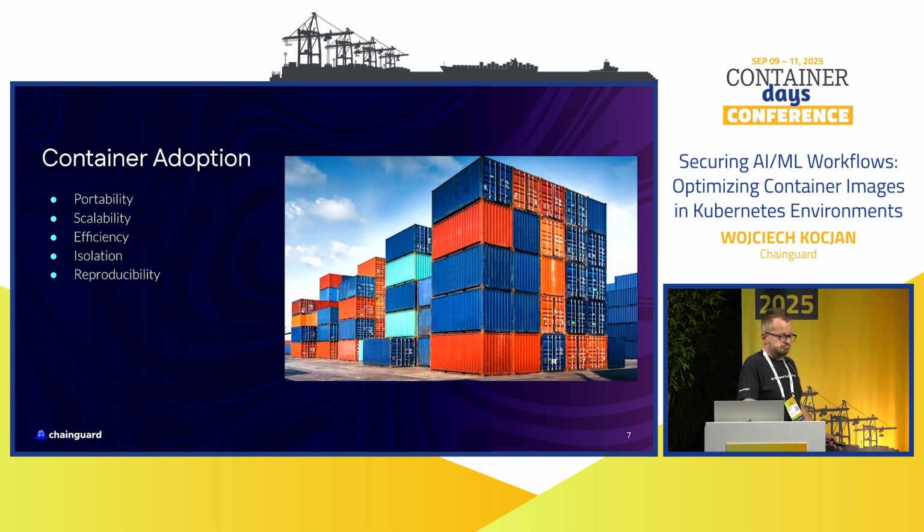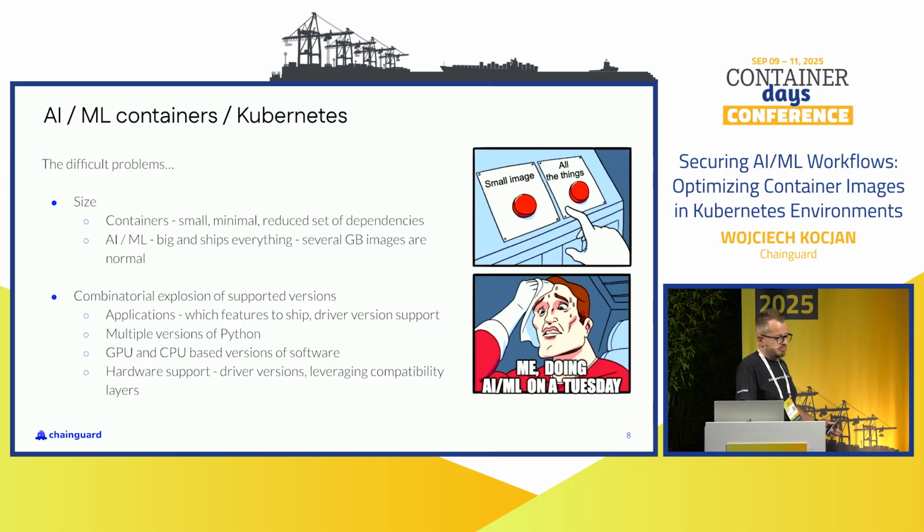Right, so normally when we think about containers, and this is some generic slide, we think about portability, scalability, efficiency, isolation, reproducibility, and also in my mind, most container images would be small, easy to use. They would be, again, isolated, just shipping the things that they need. Now, with AI, it's a bit different, right?